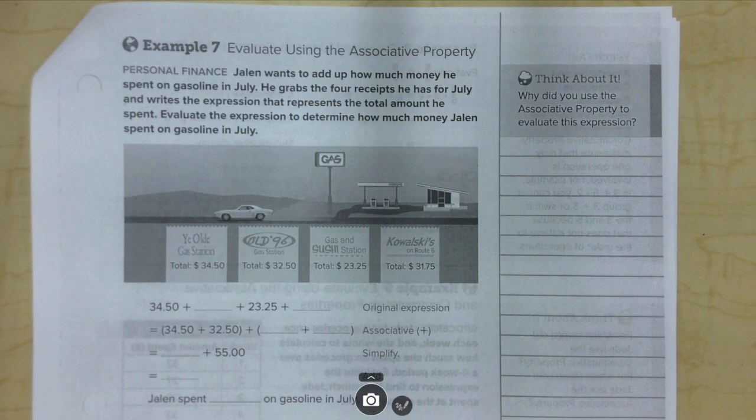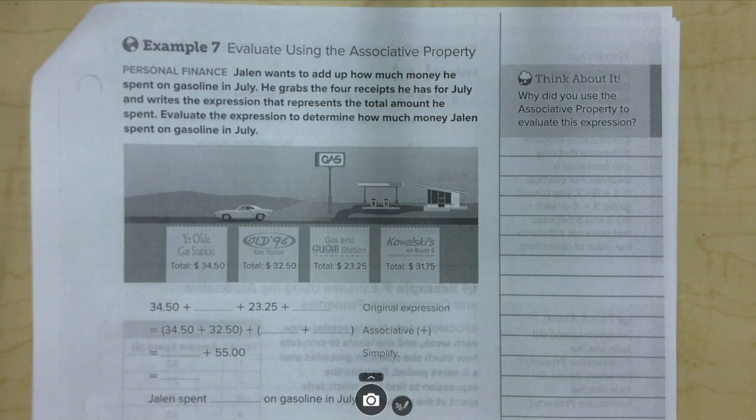Example 7. Jalen wants to add up how much money he spent on gasoline in July. So we're looking for a sum. He grabs the 4 receipts he has for July and writes the expression that represents the total amount he's spent. Okay, so we wrote down what he spent. Evaluate the expression to determine how much money Jalen spent on gasoline in July.